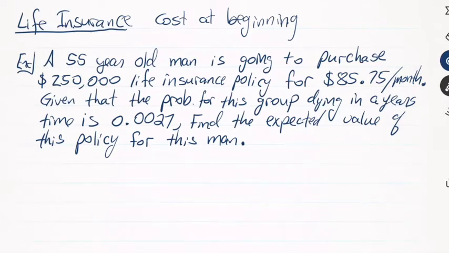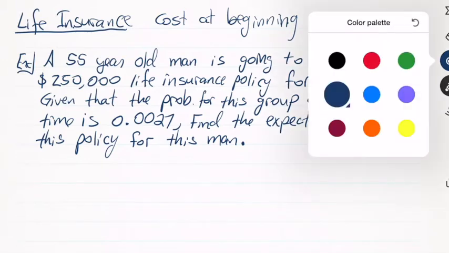I did not write it as a percent because that's usually how they're going to write the probability of death rates for insurance companies. So what I want to do is find the expected value of the policy for this man, and then we're going to turn it around and look at how much profit the insurance company is generating with this monthly payment. I looked up all these numbers online, so they're actually quite accurate.